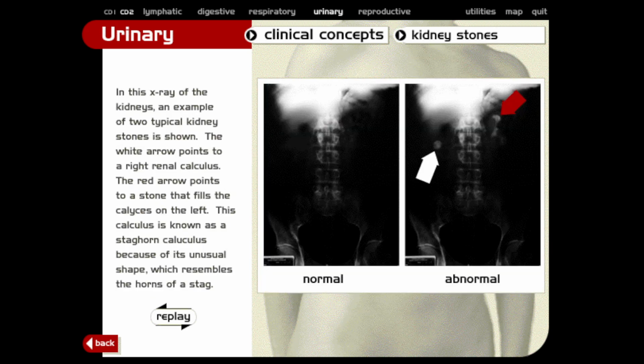In this X-ray of the kidneys, an example of two typical kidney stones is shown. The white arrow points to a right renal calculus. The red arrow points to a stone that fills the calyces on the left. This calculus is known as a staghorn calculus because of its unusual shape, which resembles the horns of a stag.